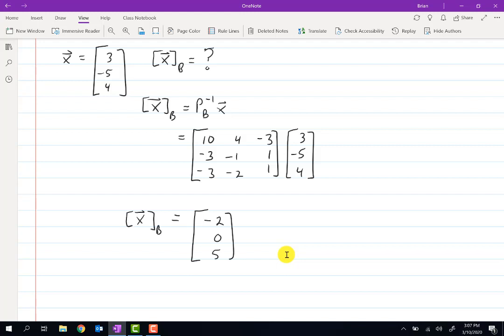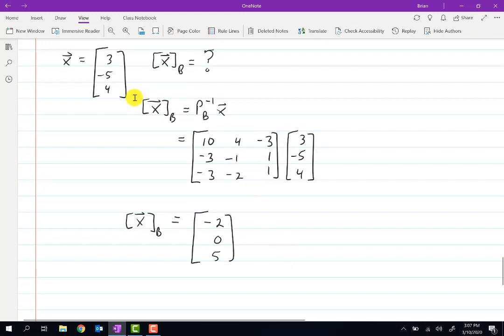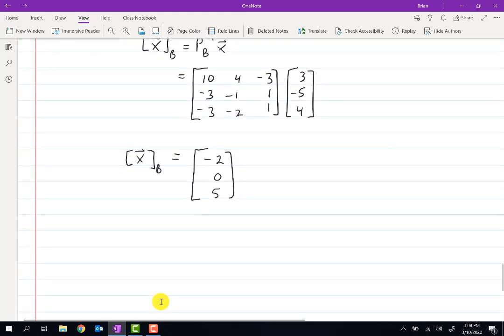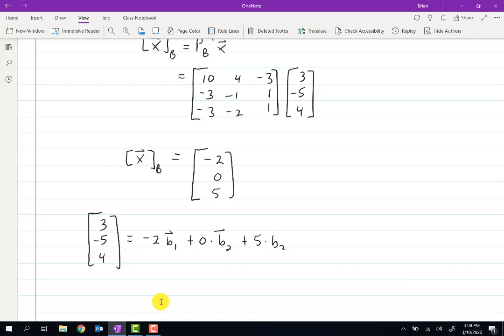As a check, let me make sure that this vector is represented. This is the representation of this vector. So how we do that is the following. Take the original vector, 3, negative 5, 4, and it should equal negative 2 times the first basis vector plus 0 times the second basis vector plus 5 times the third basis vector.